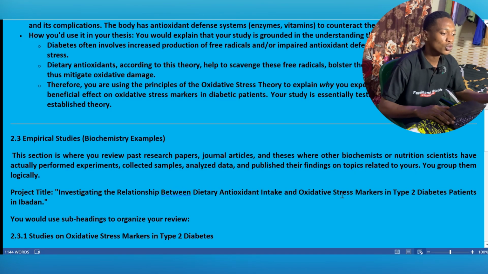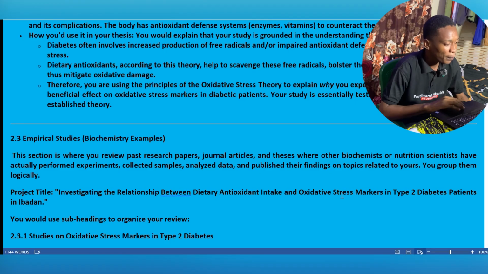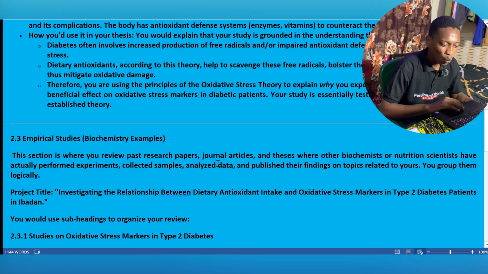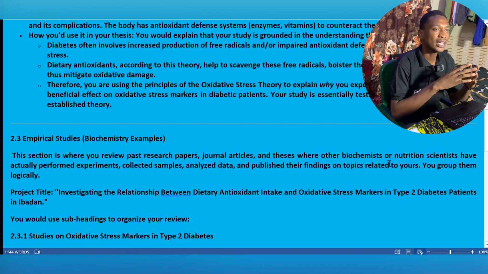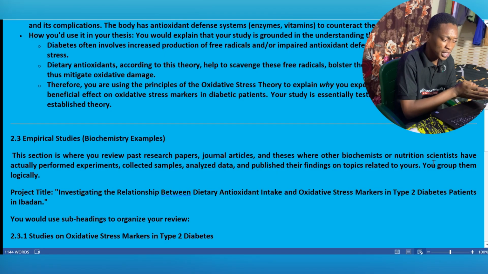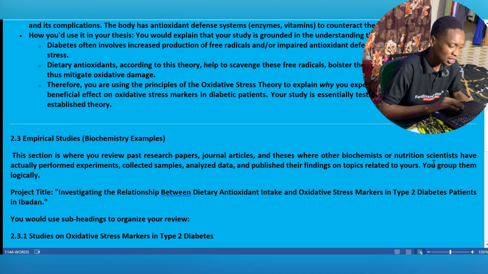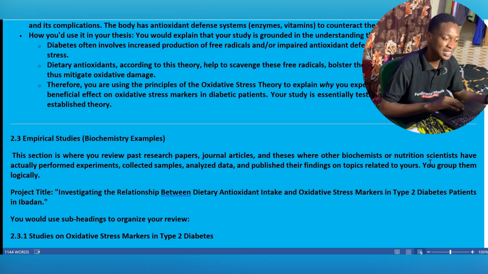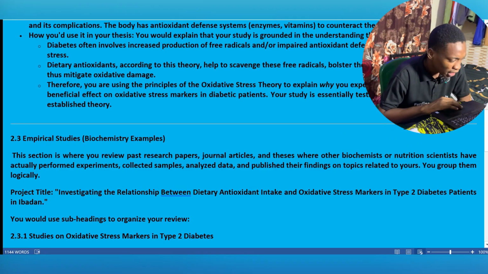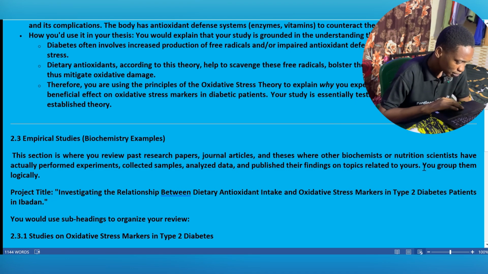This is where we are now going to look at articles. This section is where you review past research papers, journal articles, and theses, where other biochemists, nutrition scientists, or even enzymologists, depending on your particular topic, have actually performed experiments, collected samples, analyzed data, and even published their findings on topics related to yours. Now, you group them logically.